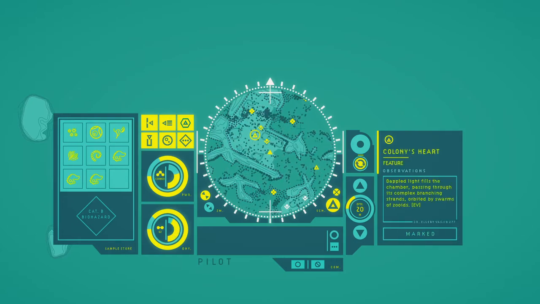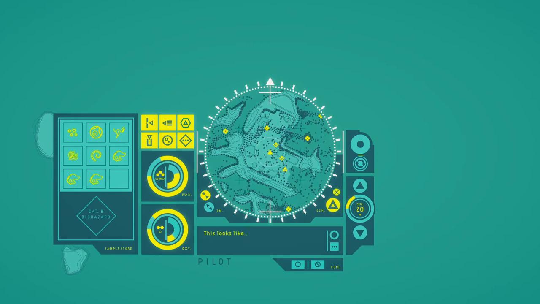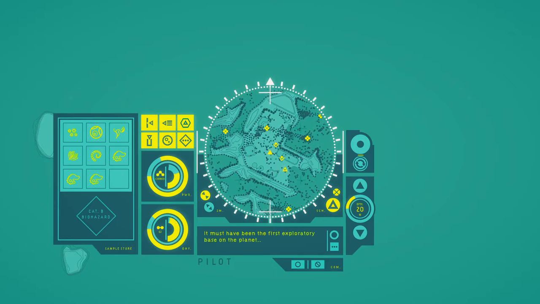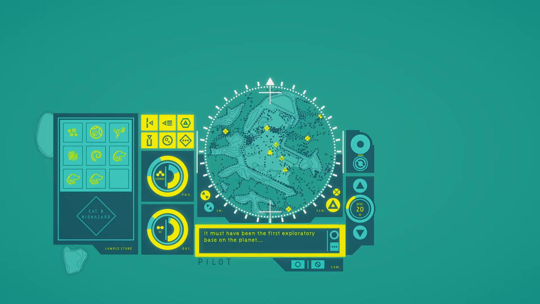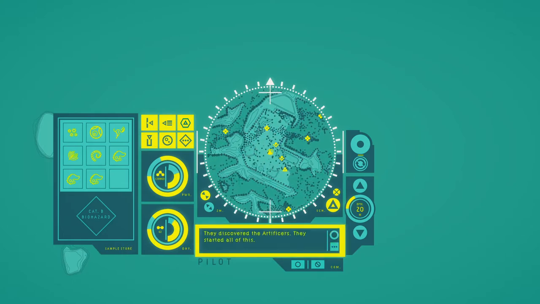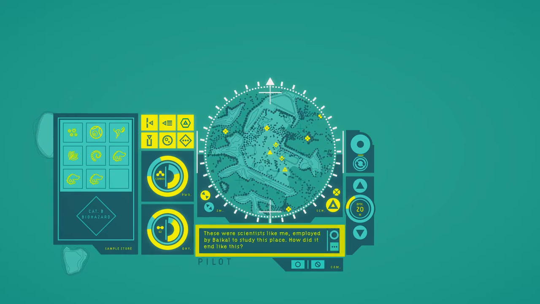Dappled light fills the chamber, passing through its complex bridging strands, orbited by swarms of zooids. This looks like a biologist laboratory. It must have been the first exploratory base on the planet. They discovered the artificers. They started all of this. These were scientists like me, employed by Baikal to study this place. How did it end like this?